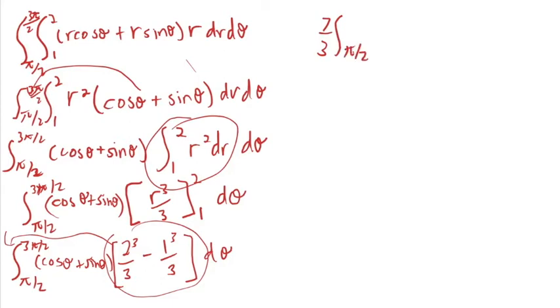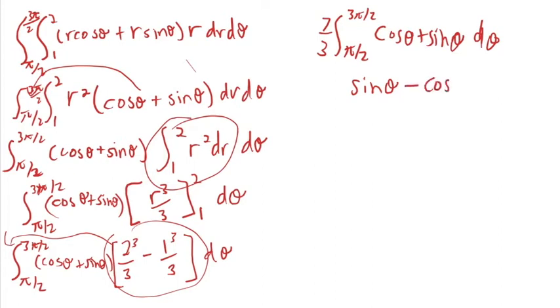times the integral from pi over 2 to 3 pi over 2 of cosine theta plus sine theta d theta. So now we're going to take the antiderivative of cosine theta plus sine theta, which comes out to be sine theta plus, well, it's not going to be plus because the antiderivative of sine theta is negative cosine theta. And that's all going to be from pi over 2 to 3 pi over 2, and it's going to be times 7/3.